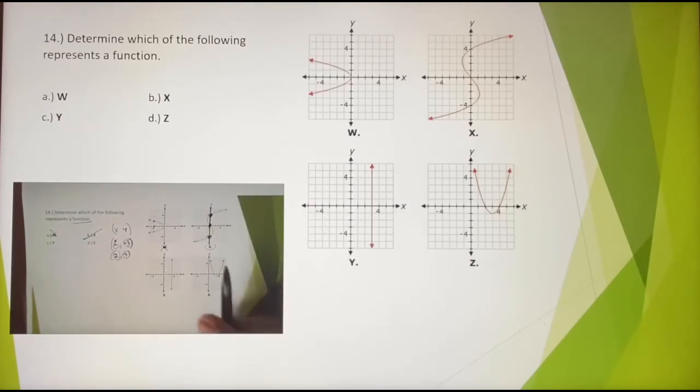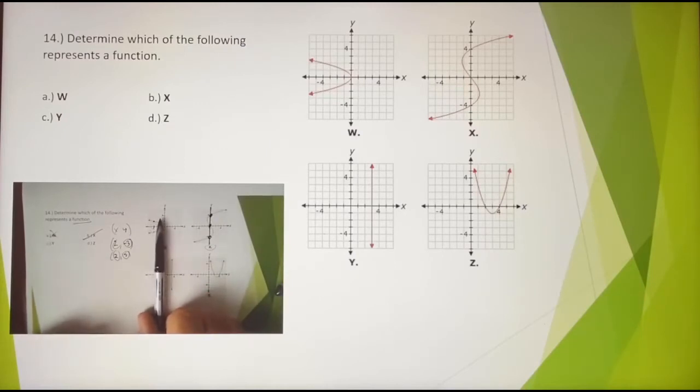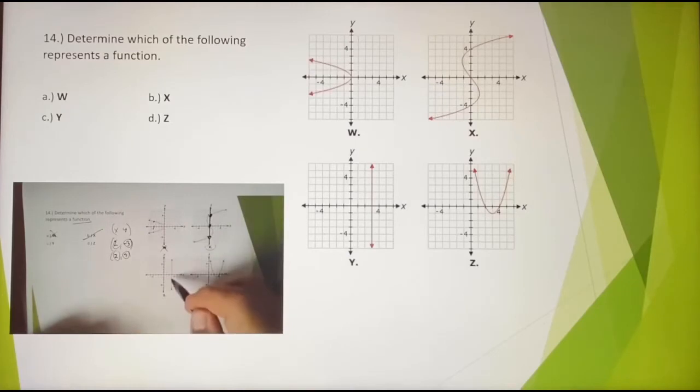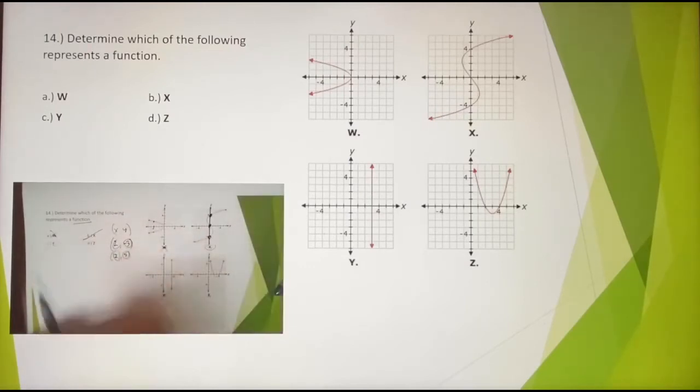Let's look at y, this one here, and I'm going here with my line and I get to my vertical line. Well, my graph is a vertical line, so there's an infinite number of y's for the x. An infinite number. That's way more than one. So this one can't be it.